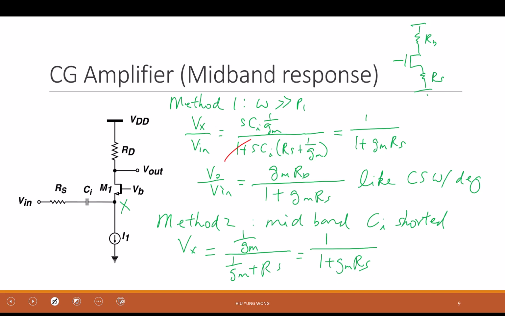So you get the same thing. Okay, this is not really two different methods, but this is easier because if I see that it is shorted, I just can do this Vx. So this is Vx times Vin. Okay. Any questions?